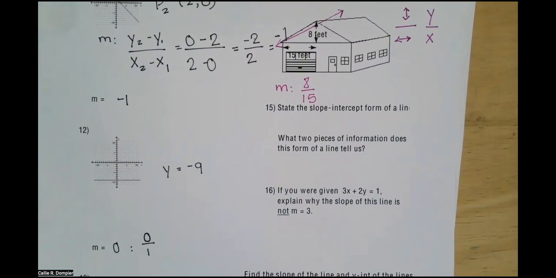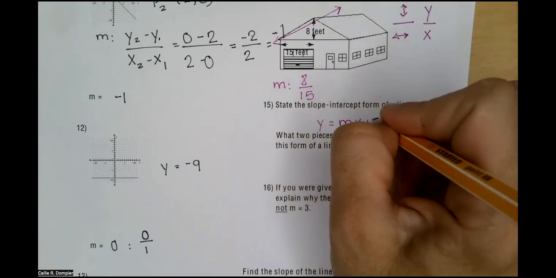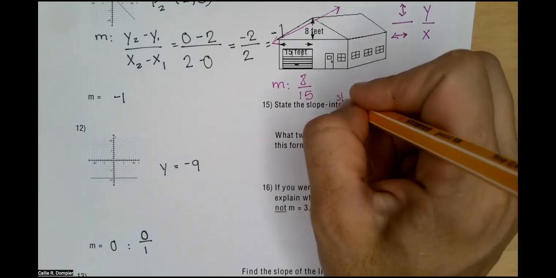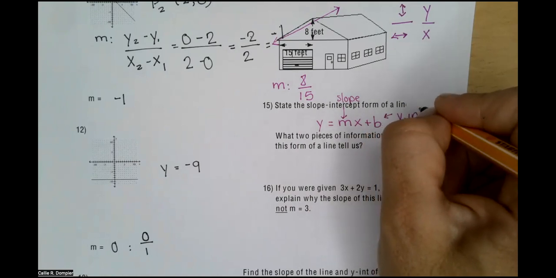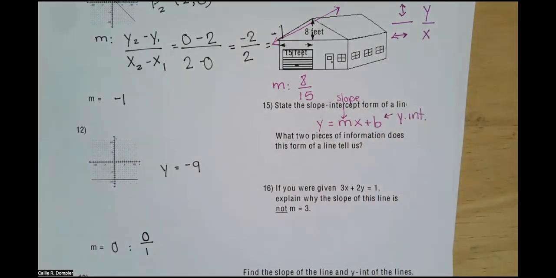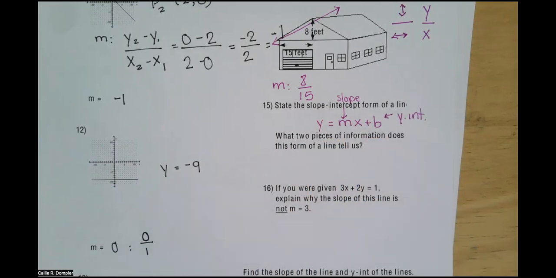What is the slope intercept form of a line? The slope intercept form of the line is y equals mx plus b, where m is your slope, and b is where you cross the y-axis, or your y-intercept. Okay? What two pieces of information does the form of a line tell us? The form of a line tells us the slope of the line and the y-intercept of the line. This tells you the slope, this tells you the y-intercept, all right?